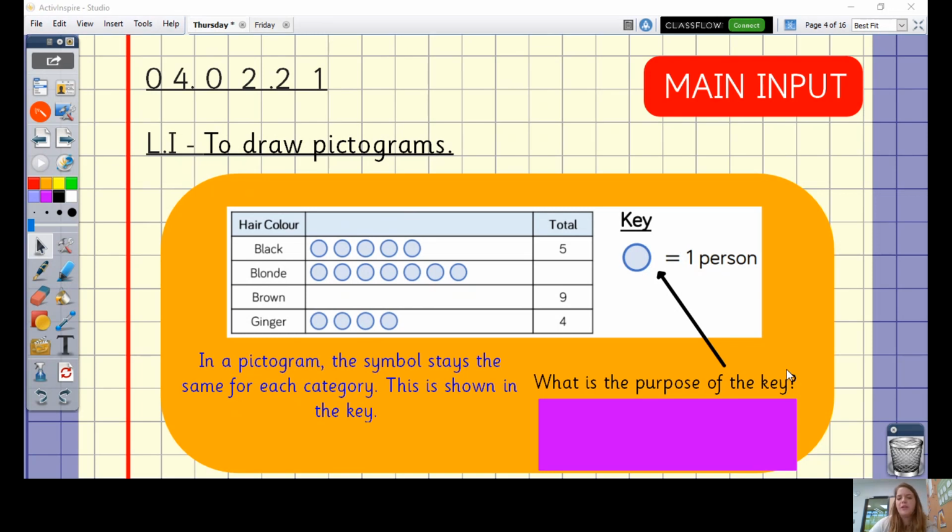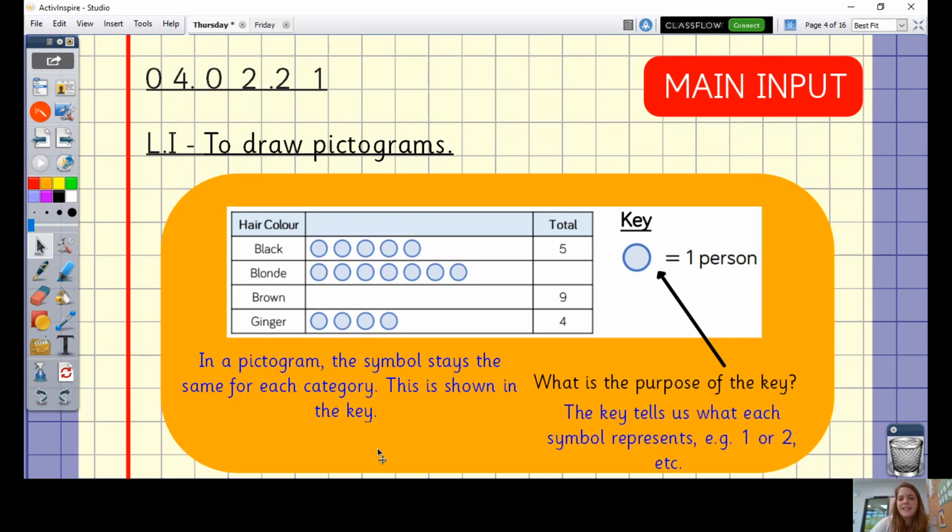Just before we have a look at what the key is together, I'd like you to look at the key carefully. What do you think the purpose of the key is? Why does a pictogram need a key? What is the purpose of it? Okay, so the purpose of the key tells us what each symbol represents.